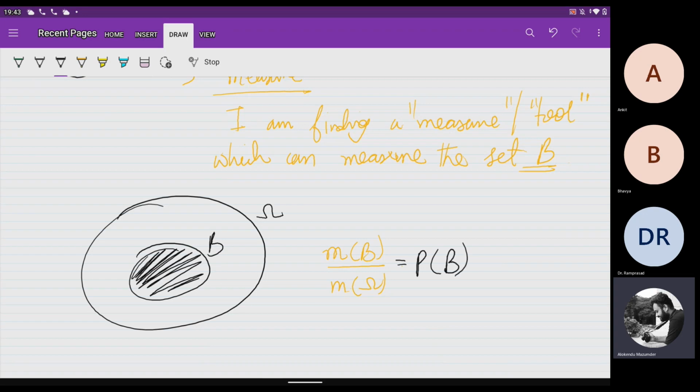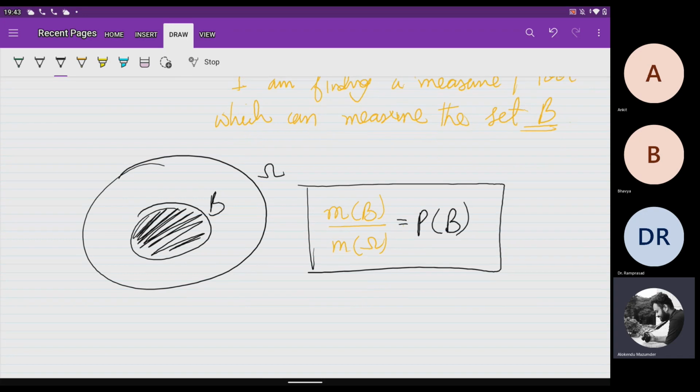Probability of B. Now, if you can see the image clearly here, let's say this circle is omega, and let's say this small circle within it is B, a set B.